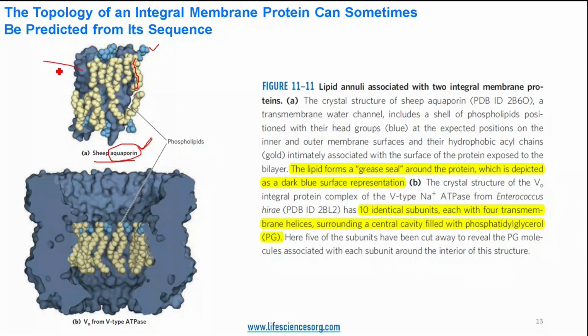And the dark blue color shows the protein. This is the protein, and these ones are the phospholipids. And you can see in the aquaporin, the phospholipids are circulating around the protein part of the aquaporin. But in another example, the V-type ATPase, vacuolar type ATPase, the protein captures some of the phospholipid to perform its function. We will see the function in detail in the next few slides.